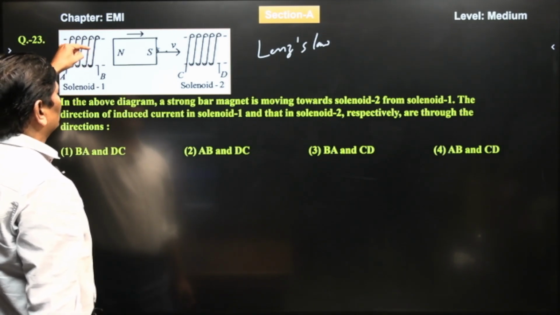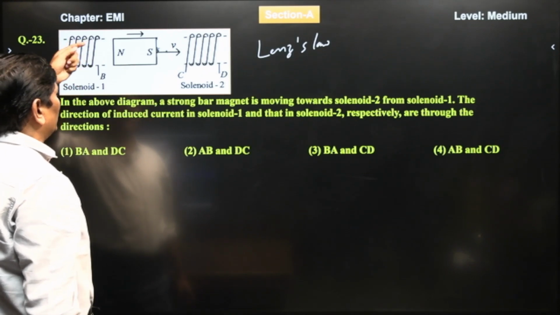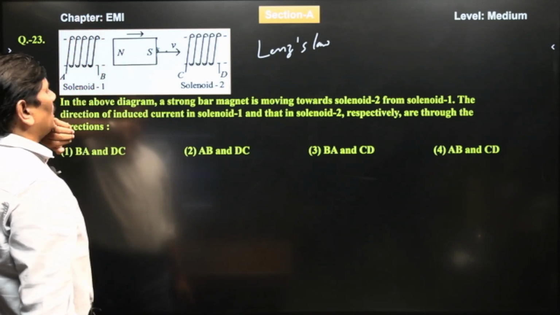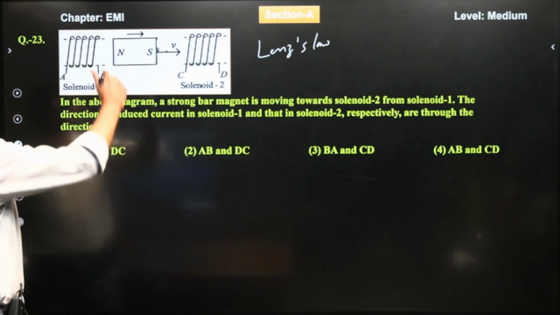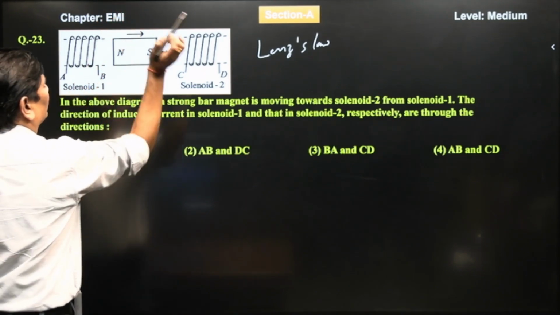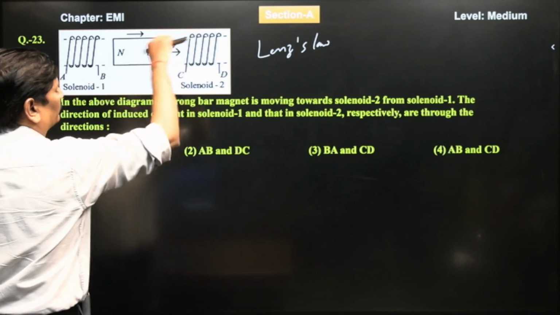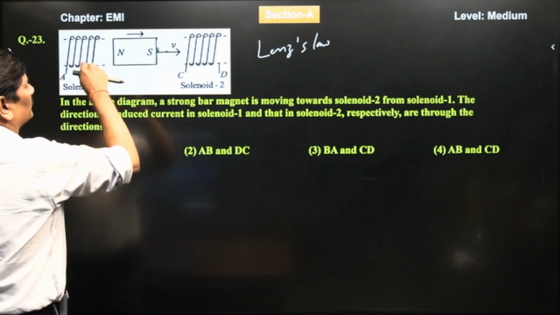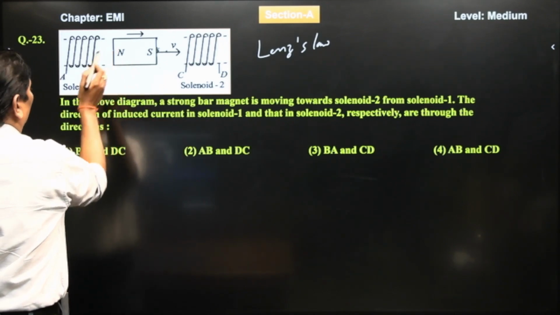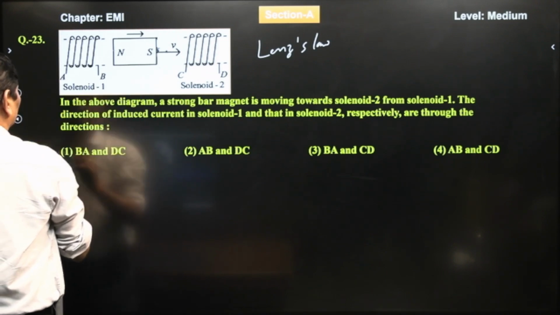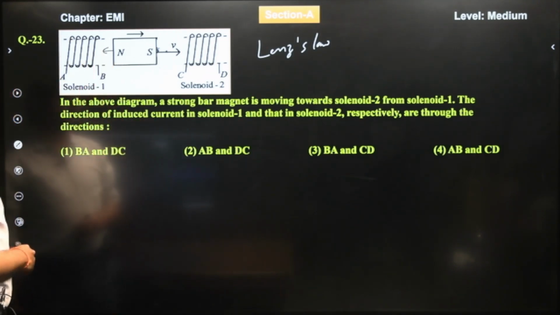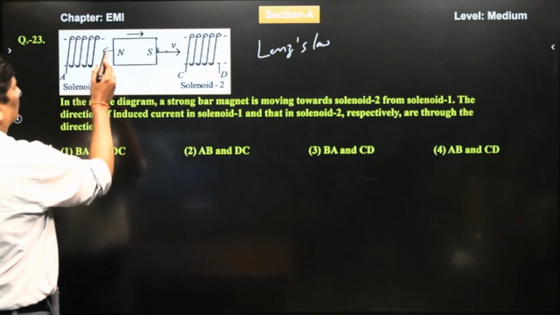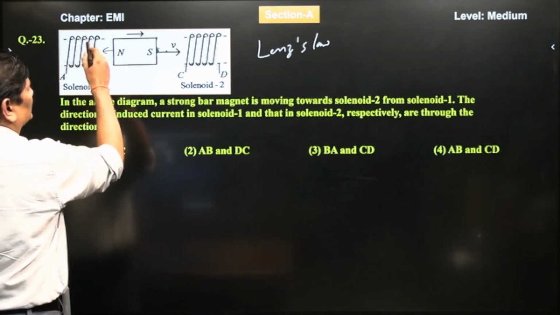current is developed in this solenoid in such a way that it has to oppose that decrease. Opposing the decrease of flux means opposing the movement of the magnet away, since the decrease in flux is due to the movement of the magnet away. Opposing the motion of the magnet away means the coil has to attract the bar magnet against moving away, right?